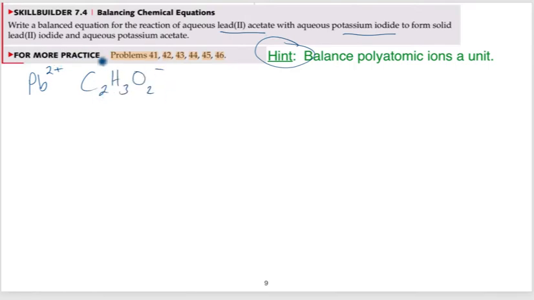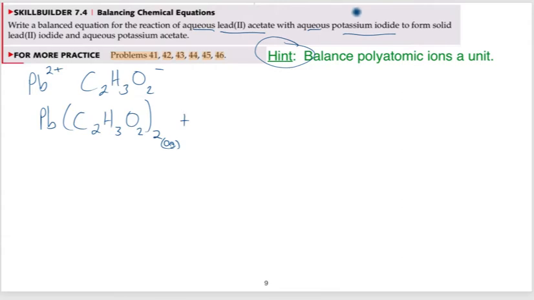And notice the charges here are not equal and opposite, so they cannot come together in a 1-to-1 ratio. Instead, I need 2 of these for every one of those. Remember, when you have one of these polyatomics and you have to show more than one, then you have to put a subscript on the outside of parentheses for that. The problem is telling me that they're aqueous solutions. That means that we would have an AQ tag there.